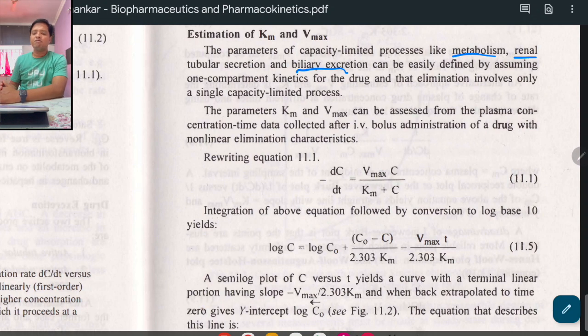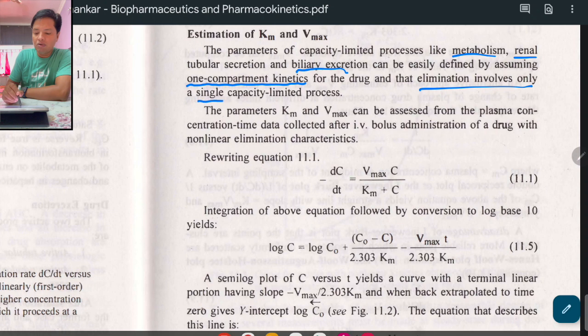In the estimation of parameters of the Michaelis-Menten equation, we need to consider any one process of drug elimination or drug absorption, anything. Consider a process which is following a one compartment model. After injecting, the drug should follow a one compartment model, and its elimination should involve only a single capacity limited process.